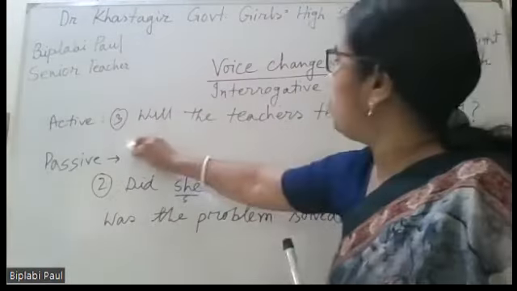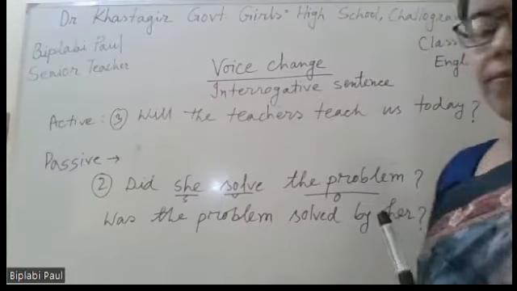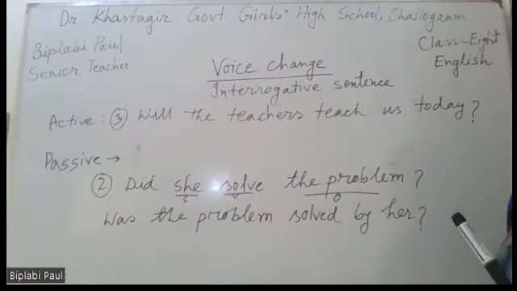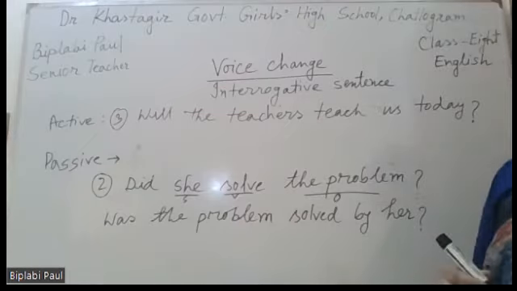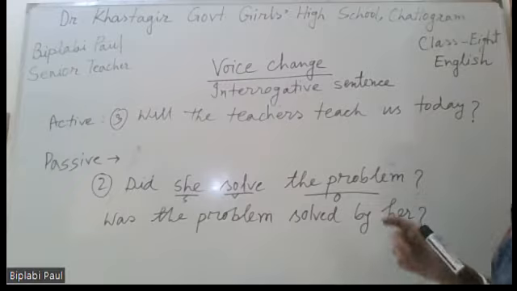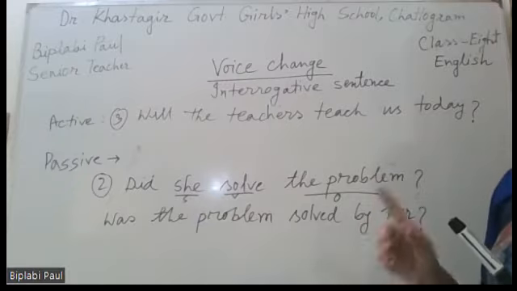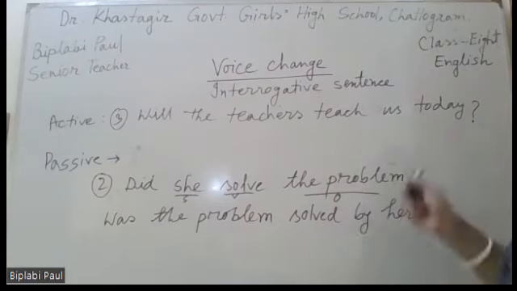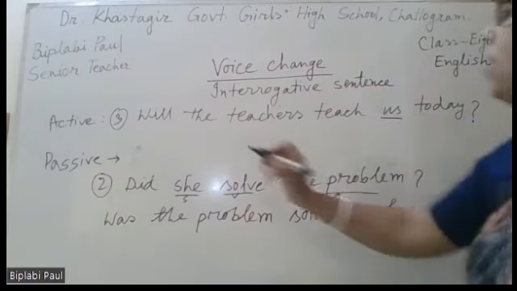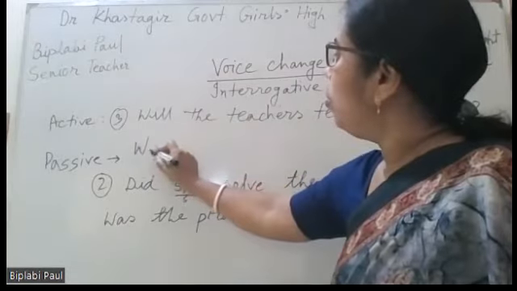What is the passive form of this sentence? You see, "will" is a modal auxiliary verb. So, when you see a modal auxiliary verb, you have to write down that modal auxiliary verb and you have to add "be". The answer will be, here "us" is the object.